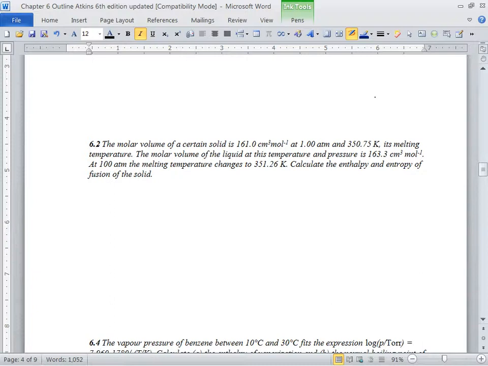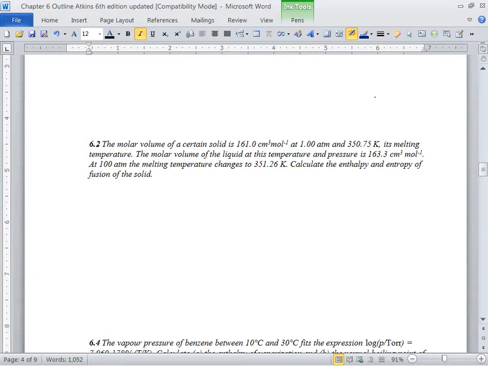The molar volume of a certain liquid is 161 cubic centimeters per mole. Alyssa, you read the question. Why should I read it? Because you sound like you want to talk so much. Everybody can read it themselves. Oh, read it out loud.